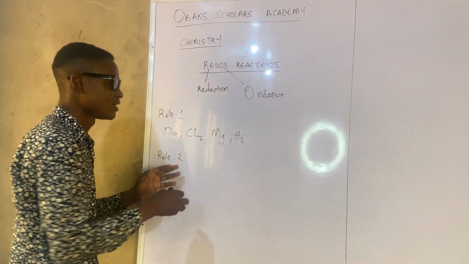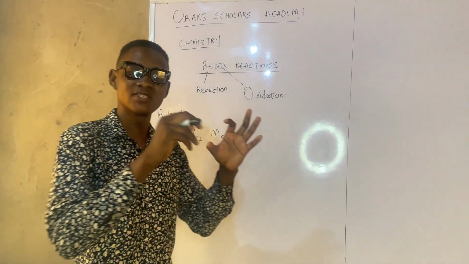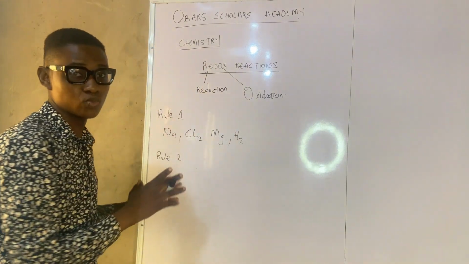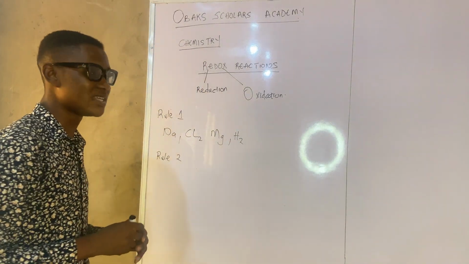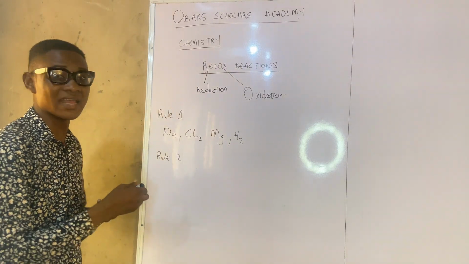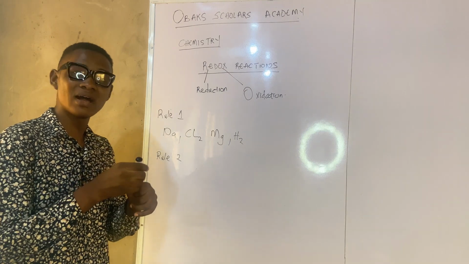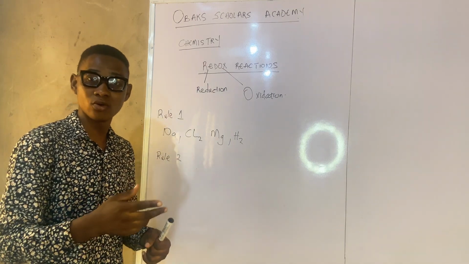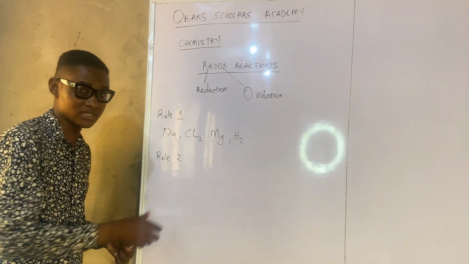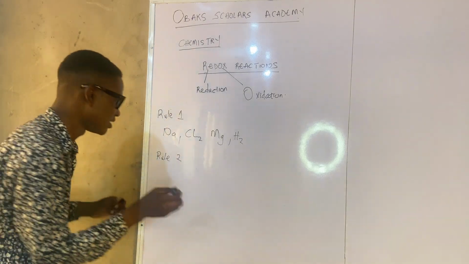The first rule is that an element in its uncombined state, the oxidation number is what? 0. Now, the second rule is that for an ion, the oxidation number of an element or an ion is equal to the charge that is placed on it, in layman terms. Let me tell you what I mean.